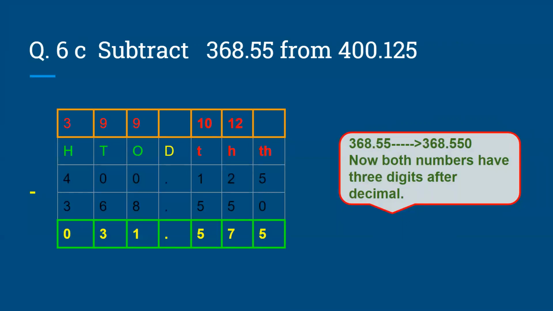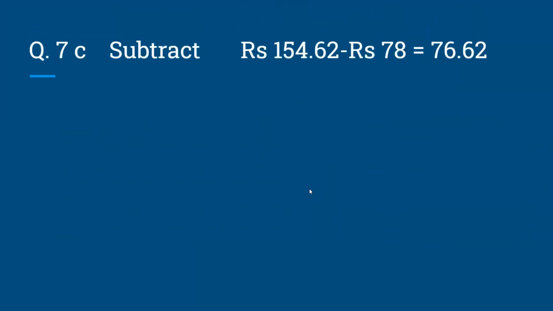Now come to ones. Ones now remain 9. 9 minus 8 equals 1. And tens, 9 minus 6 equals 3. And hundreds will remain 3. 3 minus 3 equals 0. In this way, after making the digits equal after the decimal, we can subtract. There are very less chances of mistake. So first of all, students, make the digits equal, then only subtract.